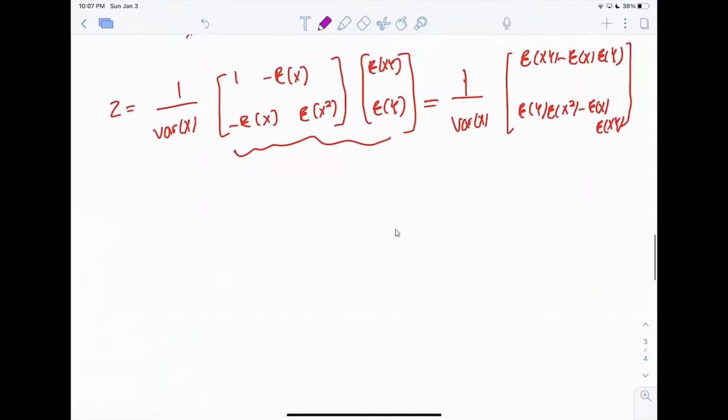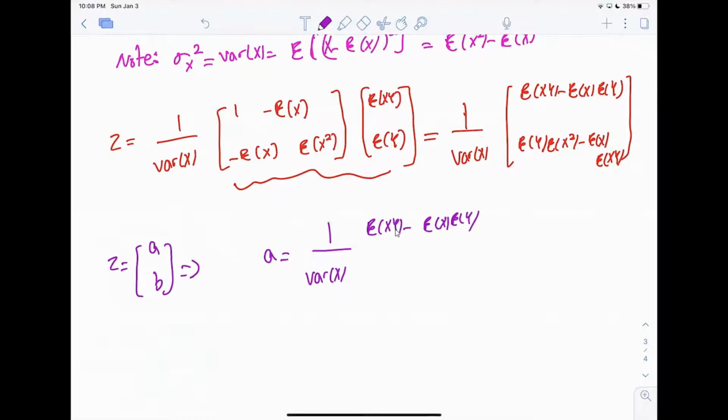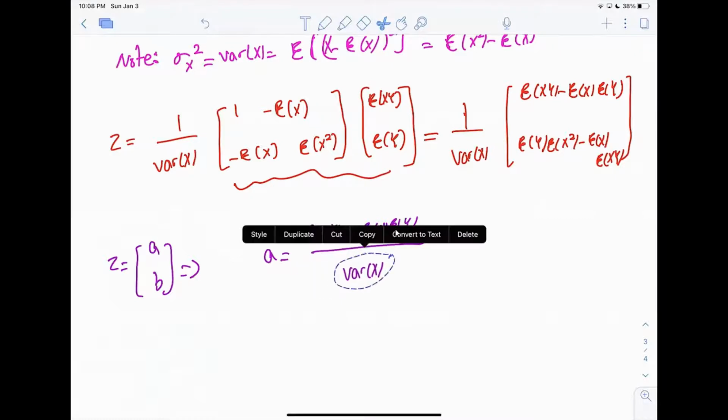Let's switch the color a little bit and remind ourselves what Z is. Z is [a, b]. Therefore, a is equal to 1 over variance of x times E[xy] minus E[x] times E[y]. Check, as a matter of fact, I can bring this one here, and let's look at this equation together for a while. What is the numerator?